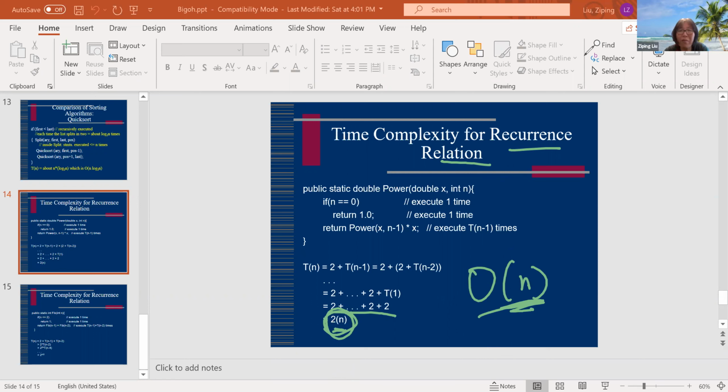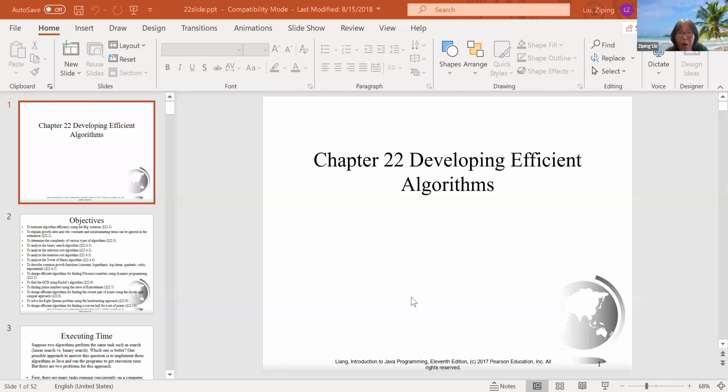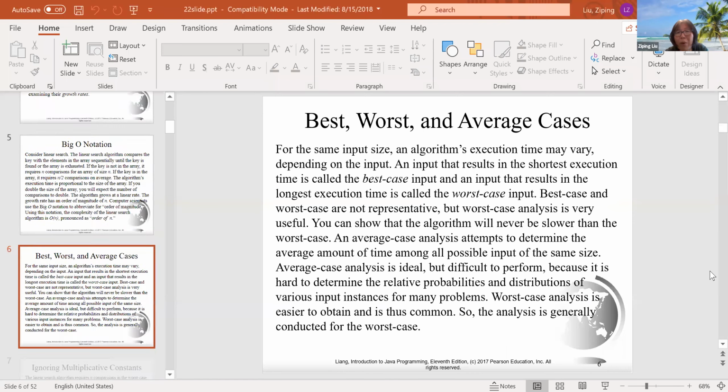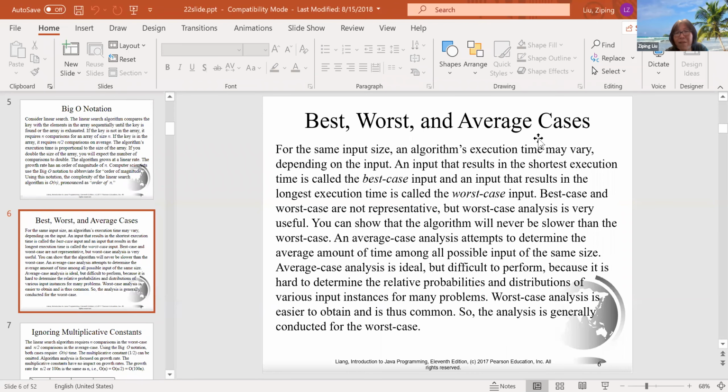So that's regarding this part of analysis. Let's take a look at what our textbook gave us. This is in chapter 22. Let's quickly go over it. Basically we already covered the best case, average case, and the worst case.